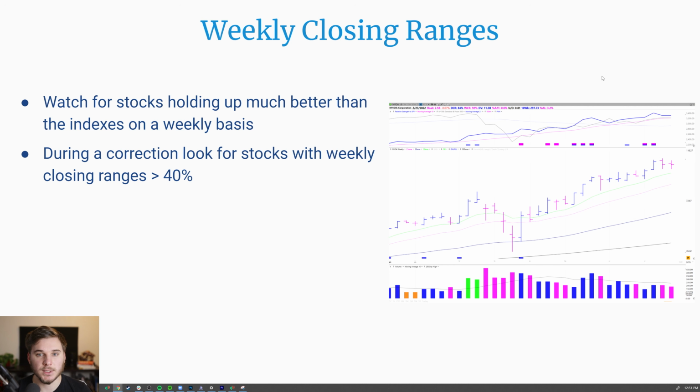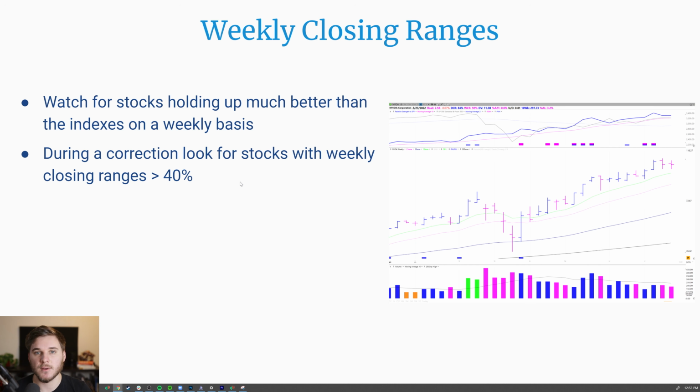Moving on, let's talk about weekly closing ranges. This is a great tool to use, especially during extended corrections where we're falling pretty hard. You basically want to watch for stocks holding up much better than the indexes on a weekly basis. And during a correction, look for stocks with weekly closing ranges of greater than 40%.